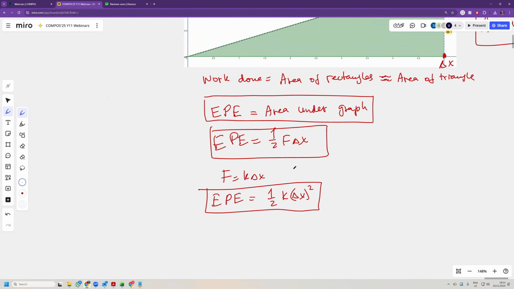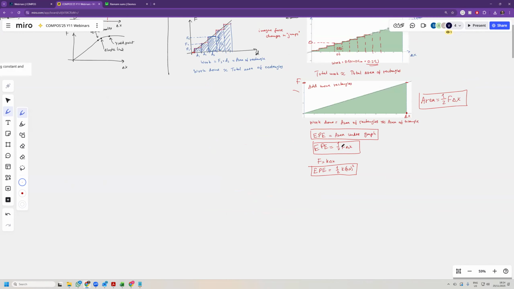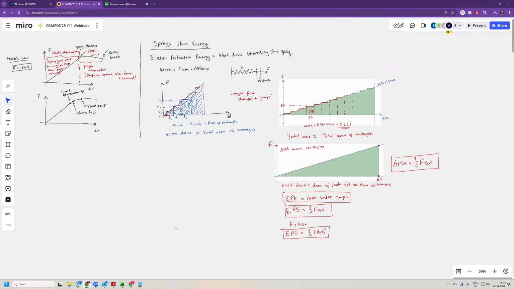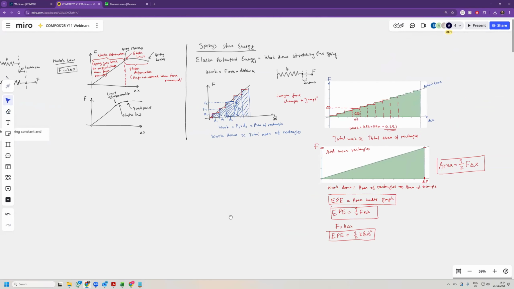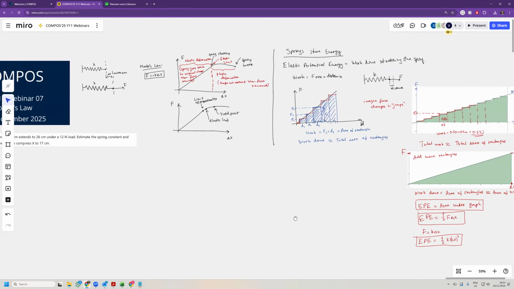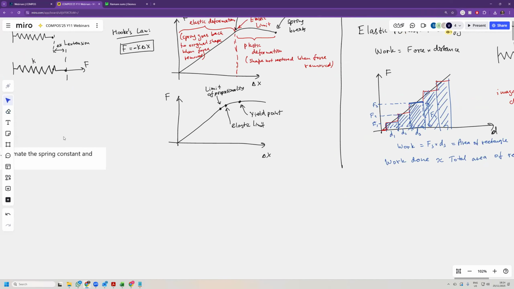And not entirely a coincidence that they look similar. They look similar for a very similar reason. Let's put it that way. Anyways, we've established the area under the graph is the energy stored or the work done stretching the spring. The gradient is of course the spring constant. Gradient is k.